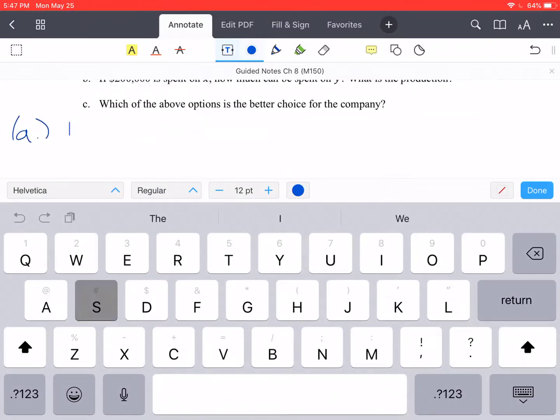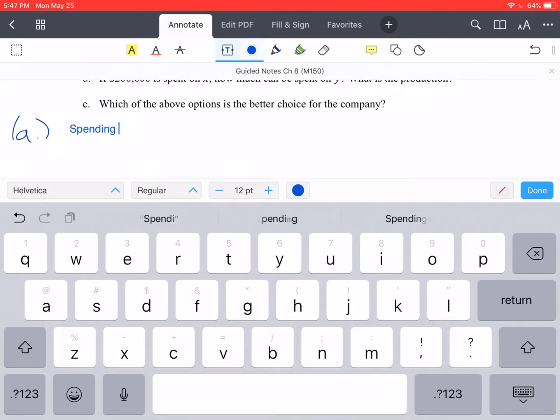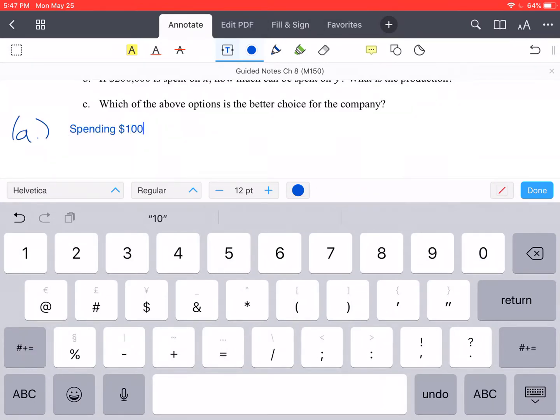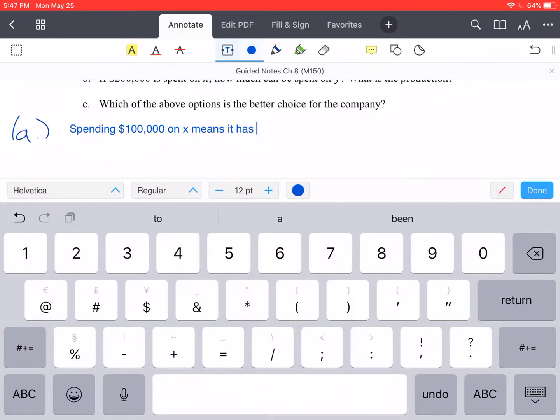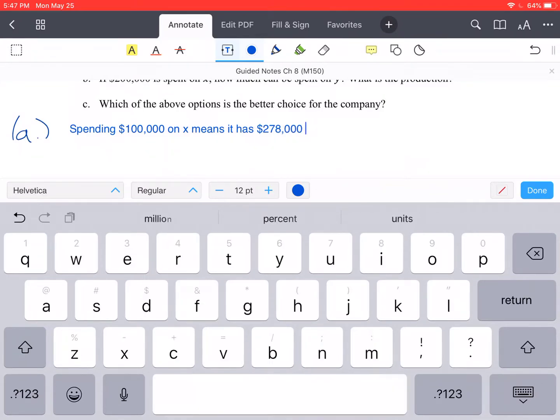So, spending $100,000 on x means the company has $278,000 left to spend on y, right? Because if they have $378,000 total, then of course that means that they would spend $100,000 on x, and then the remaining $278,000 would be left to spend on y.